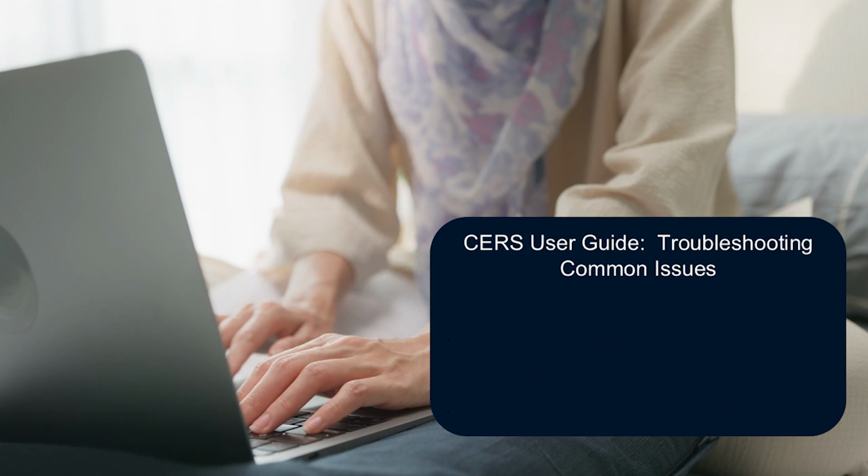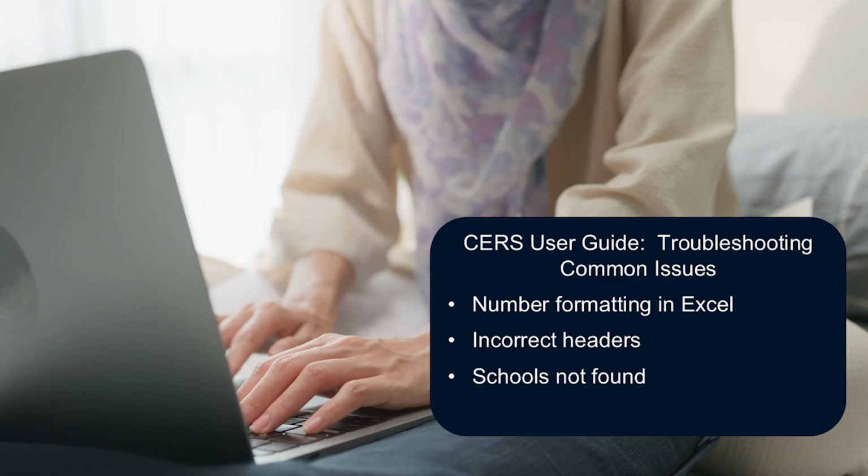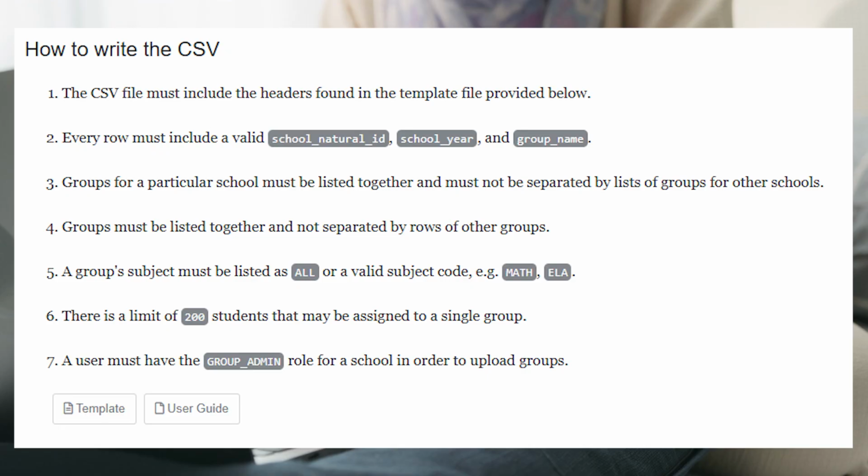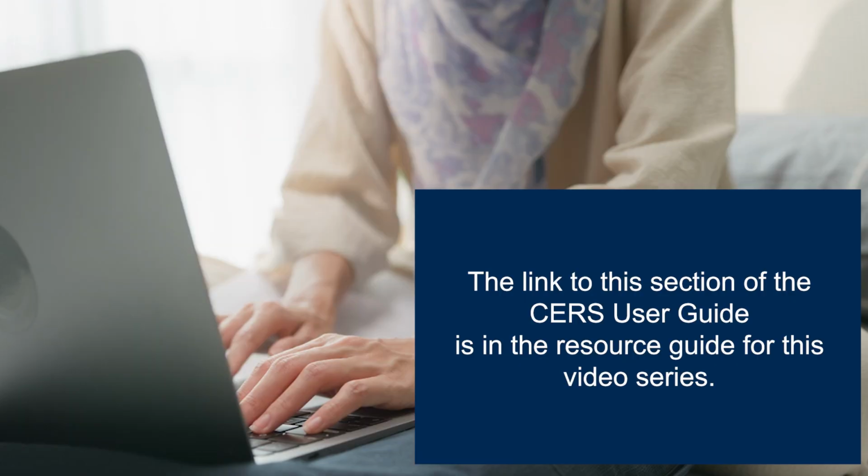There is a great section of the CERS user guide called Troubleshooting Common Issues, which is found in the Administrative Features chapter under Manage Student Groups. This section contains tips for correcting common issues such as number formatting in Excel, incorrect headers, schools not found, and rules for the group template file. The rules for the group template file are also available in the CERS interface. The rules include the formatting requirements for column names and cell values, so the file matches the CSV file format template exactly. The link to this section of the CERS user guide is in the resource guide for this video series.